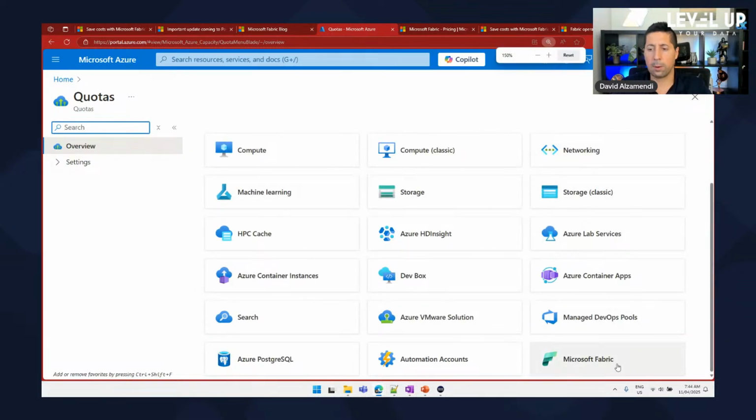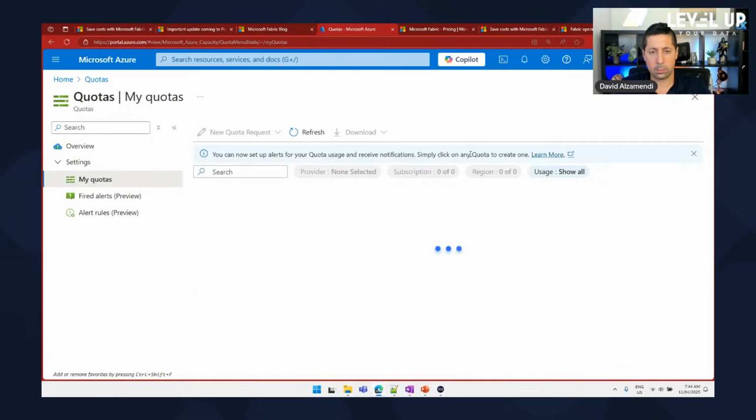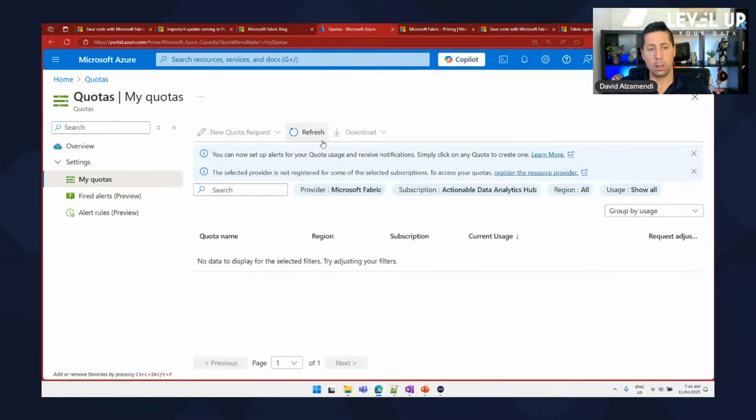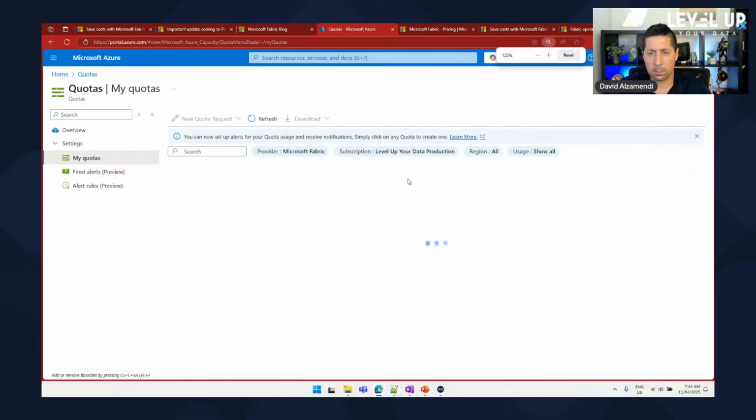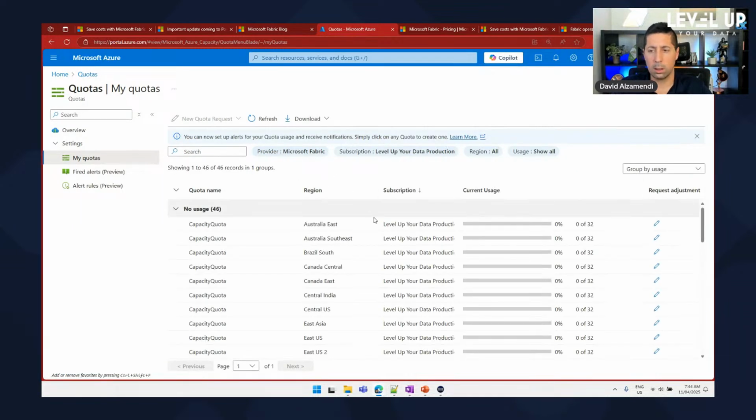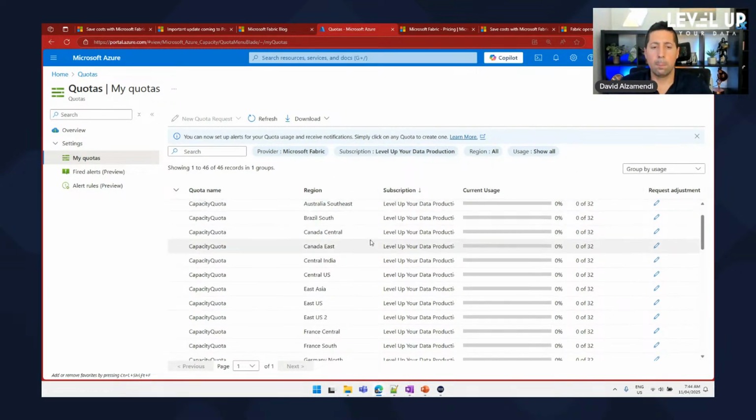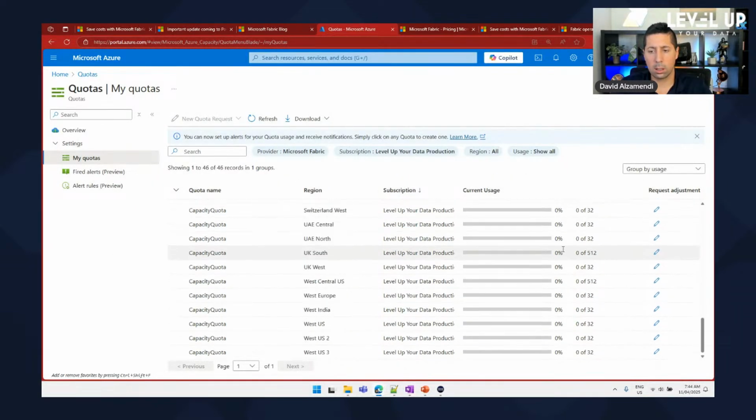you will see that Microsoft Fabric is part of it. Let me see, let's change this scope. I was expecting something here. Let me navigate to a different subscription. There it is. So it will load eventually. Let's give it a sec.